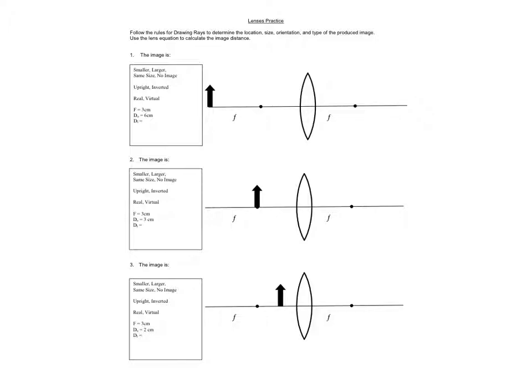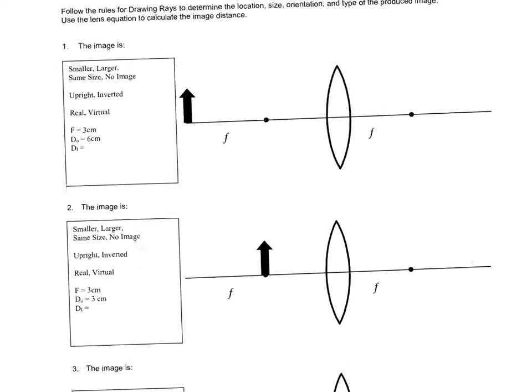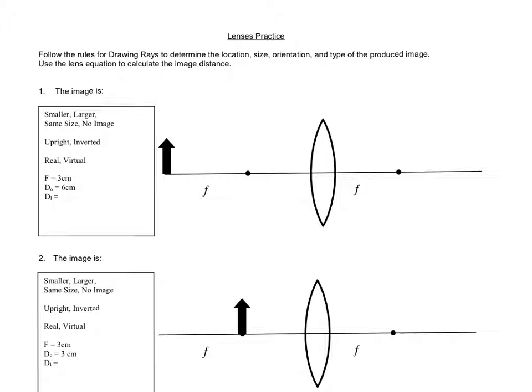So let's look at some examples. In my first diagram, I see I've got an object, an arrow here. I've got my lens, I've got my optical axis, and my two focal points. Okay? My first ray travels parallel to the optical axis and into the center of the lens. Once it enters the center of the lens, it's going to bend or refract through the focal point on the opposite side, just like so.